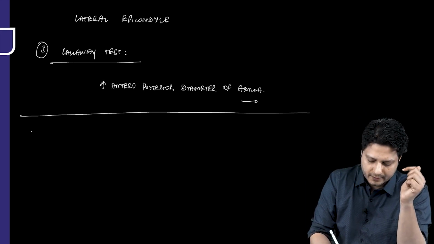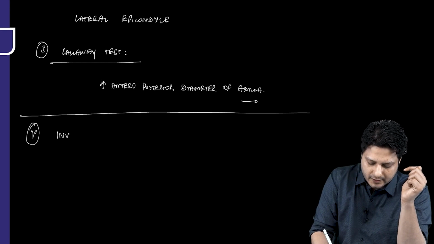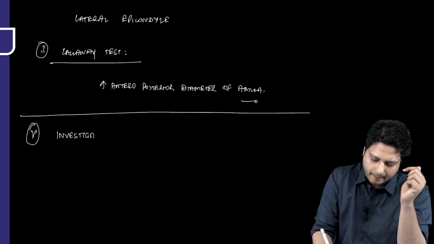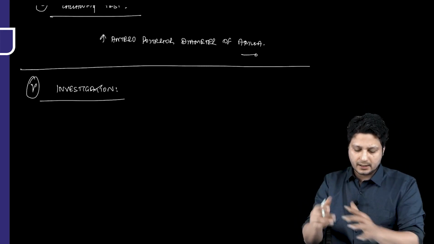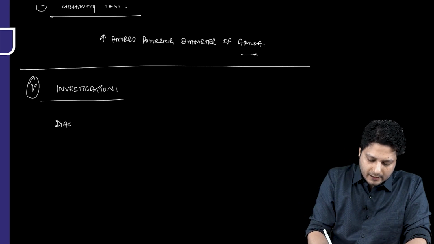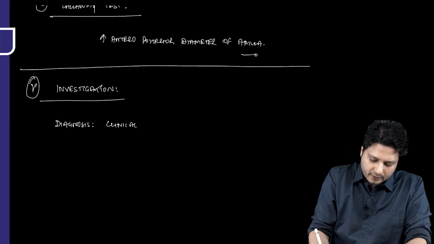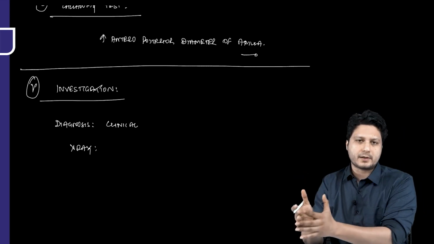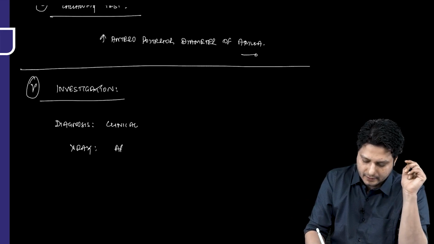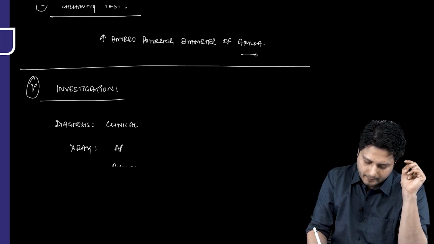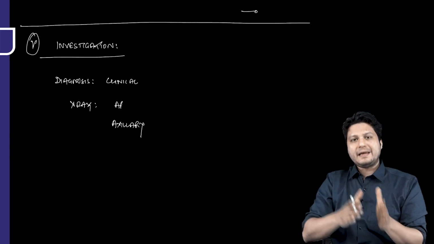Now, the fifth point is whether there is any investigation on the basis of which you will be able to diagnose this anterior dislocation of the shoulder or not. Now, as far as the investigations are concerned, the diagnosis is entirely clinical. But as far as the x-rays are concerned, because you have to get the x-ray for documentation purposes, there are two views which are required. One is AP and the other one is the axillary view.